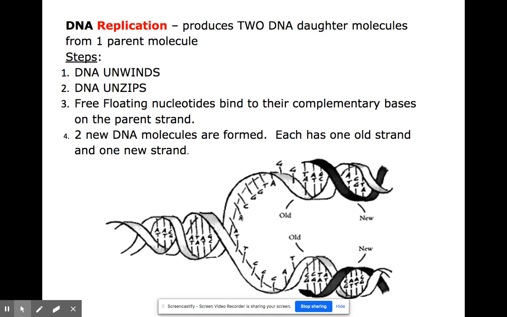Again, A's always bond with T's and G's always bond with C's. Once those free-floating nucleotides start bonding with the bases, that's when we start creating two new DNA daughter molecules. You'll notice that in our DNA daughter molecules, they have one light strand and one dark strand. So what that means is that each of my daughter molecules will always have one strand of the original parent DNA and one strand of new DNA. And that's called semi-conservative.